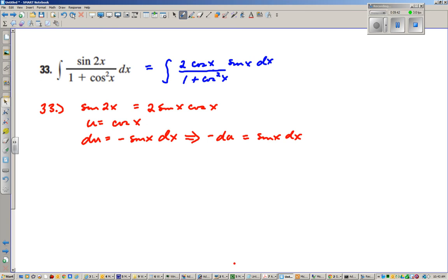So now I'm going to perform a substitution. I'm going to say the integral, and I've got a negative du in place of the sine x dx. So I'm going to put a negative out front, and I'm going to put my negative du in there for the sine of x dx, and then the numerator, won't it simply become 2u over 1 minus u squared?